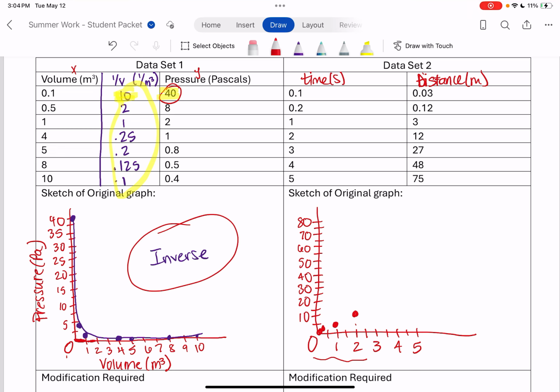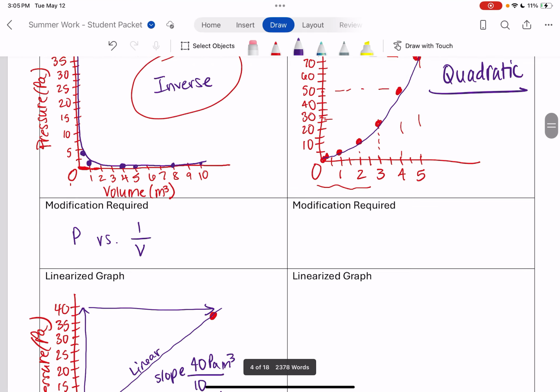3 and 27. So that's going to be like 27, about there-ish. 4 and 48. Right there. And then 5 and 75. Okay. Hopefully you see a trend. And for me, it definitely doesn't look linear. If we go back and look at the notes we just took, that's a quadratic relationship. It's that curve upward that we see.